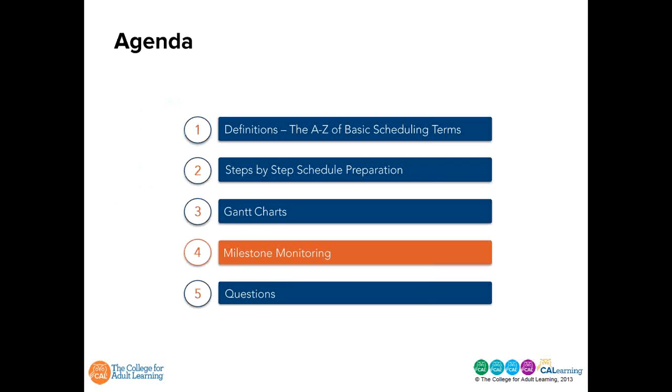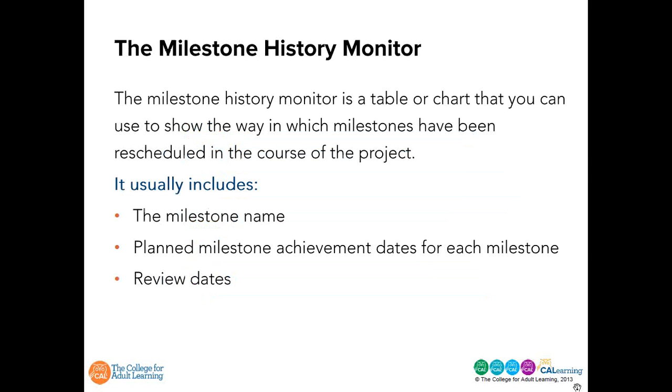As we've seen, milestones are significant schedule events in the life of a project, and often the planned achievement dates of milestones obviously change over time. The Milestone History Monitor is a table or chart that you can use to show the way in which milestones have been rescheduled during the course of the project. It usually includes the milestone name, planned achievement dates for each milestone, and review dates.